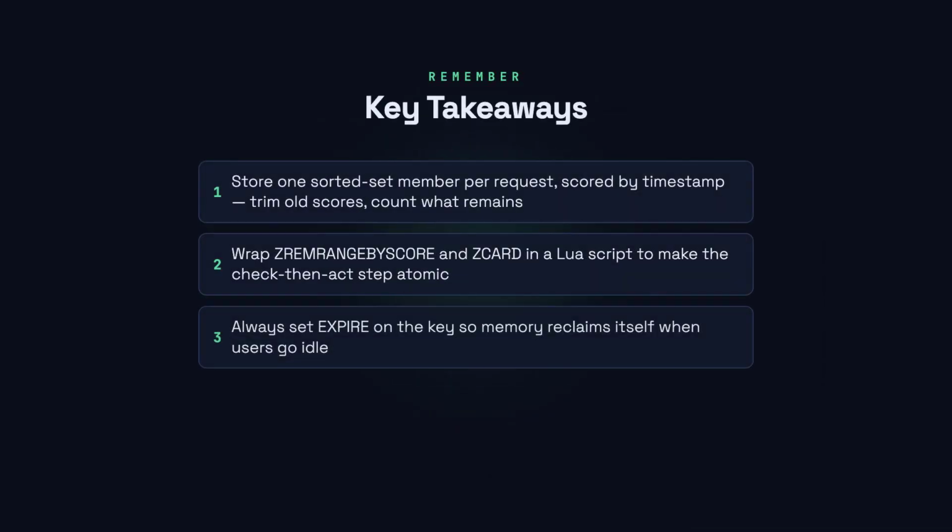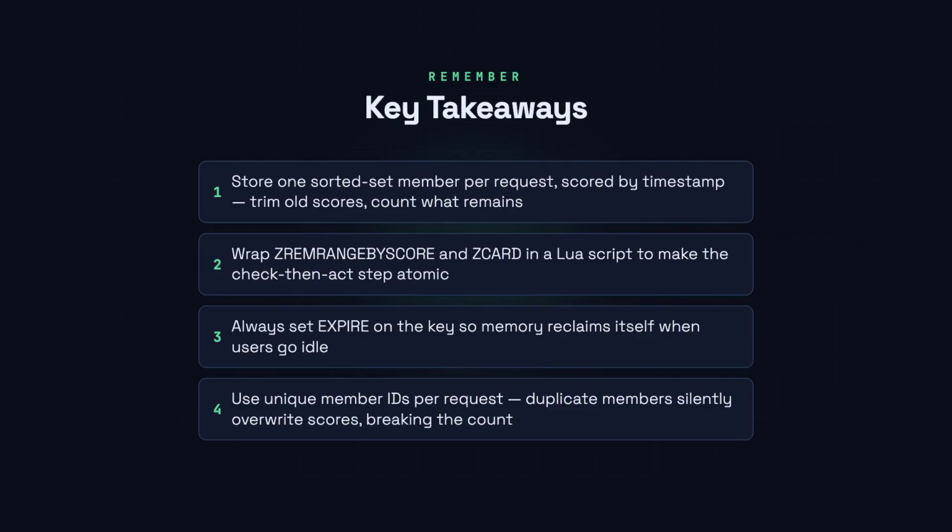Add a timestamped entry, trim the expired tail, count what is left. Keep those steps atomic, set an expiry, and use unique member names. Get any of these wrong, and your rate limiter either races or leaks.